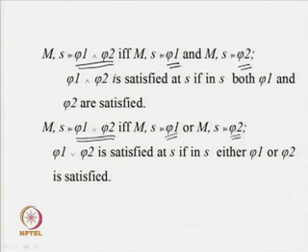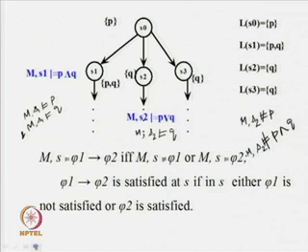You say that S models phi 1 and phi 2, provided M, S models phi 1 and M, S models phi 2. So, both must be true over here. Since in this particular state it does not model P, we can say that M, S2 does not model P and Q.